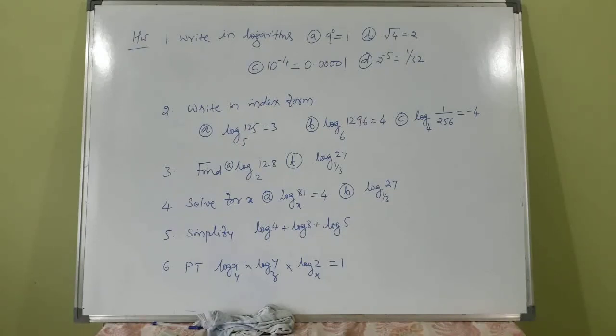Then root 4 is equal to 2. 10 raised to minus 4 is equal to 0.0001. 2 raised to minus 5 is equal to 1 by 32. You have to express these in log forms. And the second question is to express in index form: log of 125 to the base 5 is equal to 3.